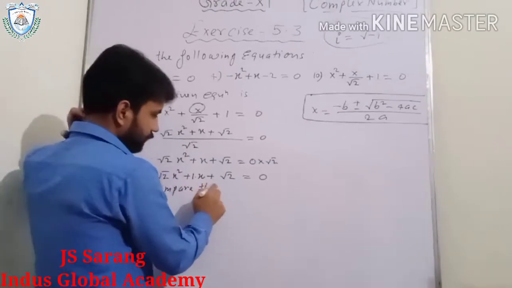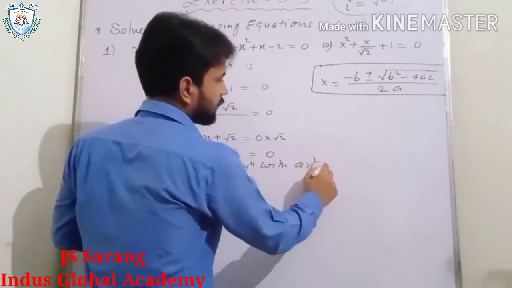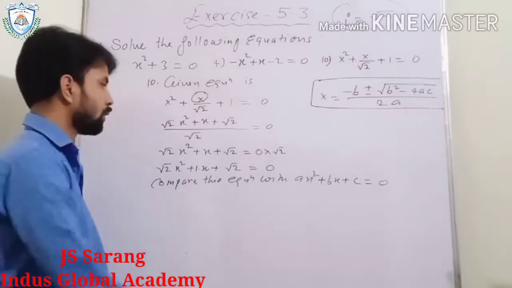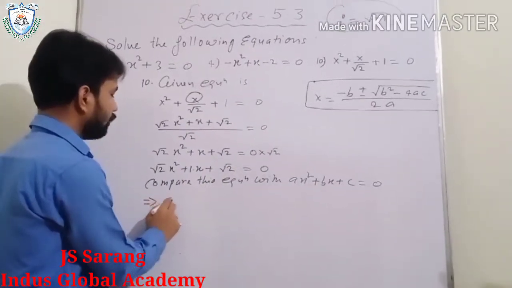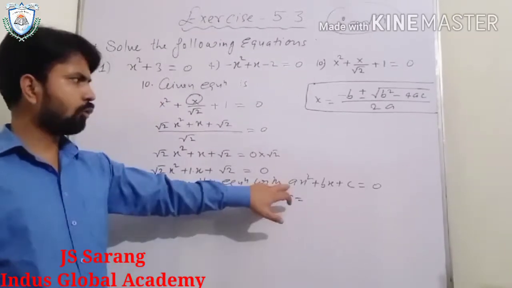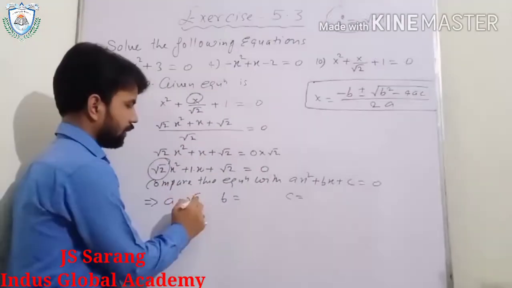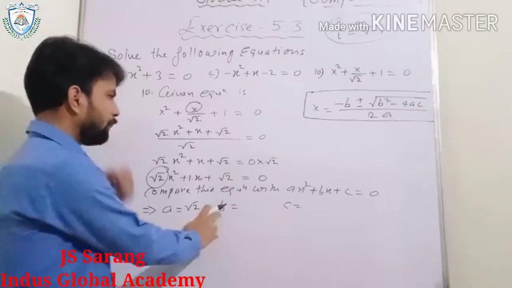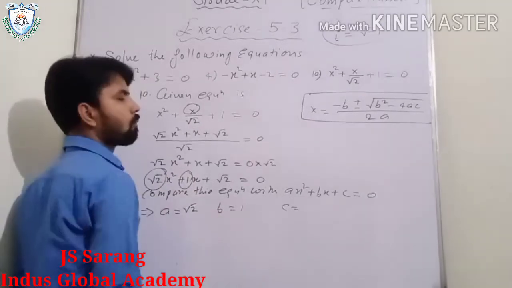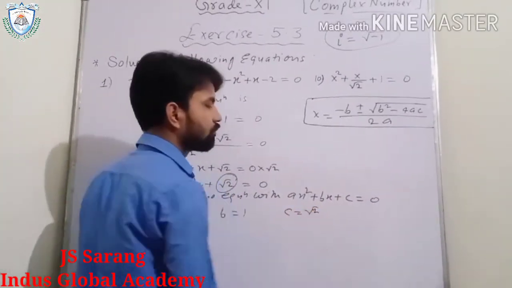Compare this equation with ax square plus bx plus c equal to 0. So from here we can get the value of a and b and c. A is the coefficient of x square. So what is the coefficient of x square here? Under root 2. Now b is the coefficient of x. So what is the coefficient of x here? That is 1. And c is the constant term. Constant term is square root of 2.